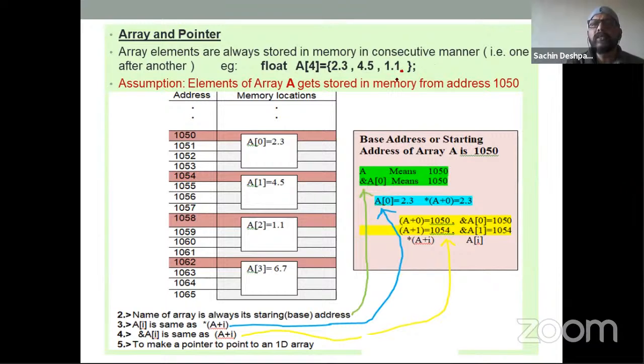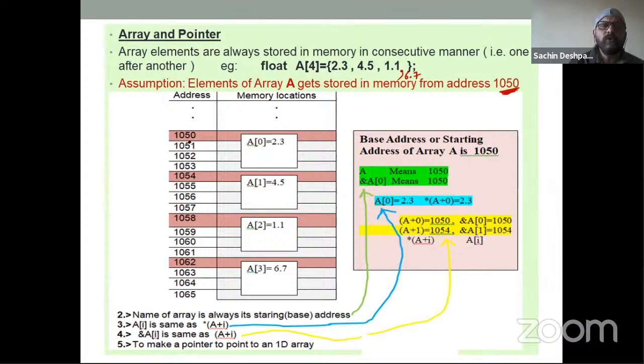1.1 followed by... okay, ignore this. There is one more value which is set, which is 6.7. So if we assume that the base address, the starting address of this array, is 1050, and the array is float type, so every element of an array will consume a 4 bytes chunk.